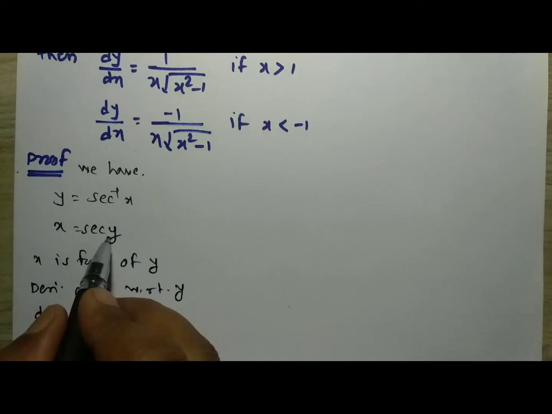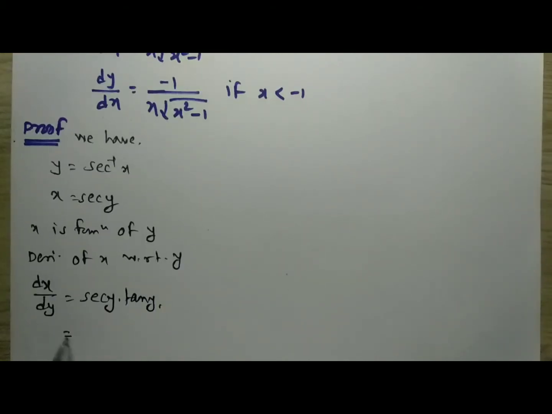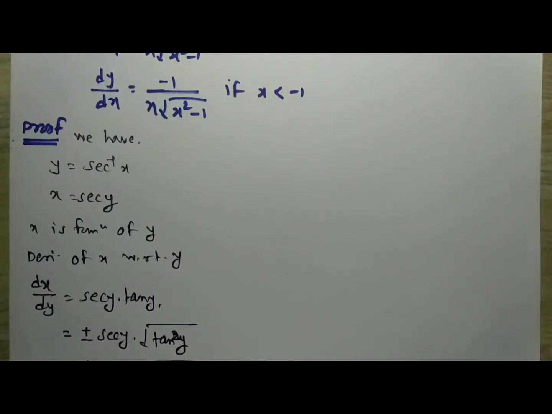We know that the derivative of sec x is sec x into tan x, and therefore the derivative of sec y is sec y into tan y. Now we write tan y in a different way, with the plus minus sign: sec y into square root of tan square y, and tan square y is nothing but sec y into square root of sec square y minus 1, with plus minus.